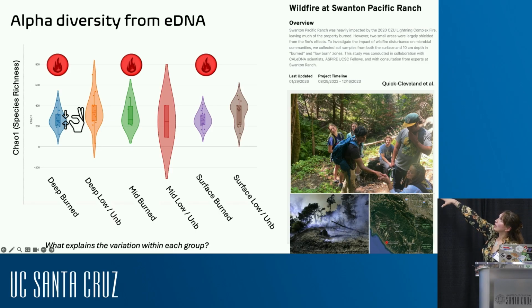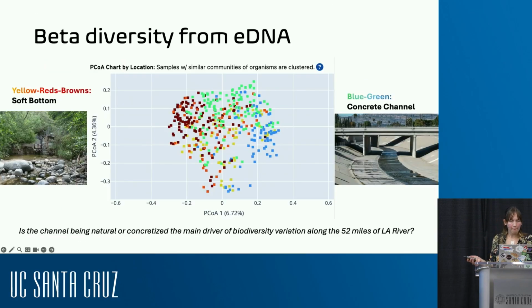So Jen has a project at Swanton Ranch, just up Highway 1. And it's looking at wildfire. And there's a couple of different depths of soil. And we can see that for species richness, it's almost like you can pinch the plot, where when there's a burn, there's less variation in the burned areas at depth, at mid, and at surface levels than at the unburned sites. Can everyone see that? Cool. So that's great, but it doesn't tell us why, right? It's an interesting pattern, but we need the geospatial data to help interpret it.